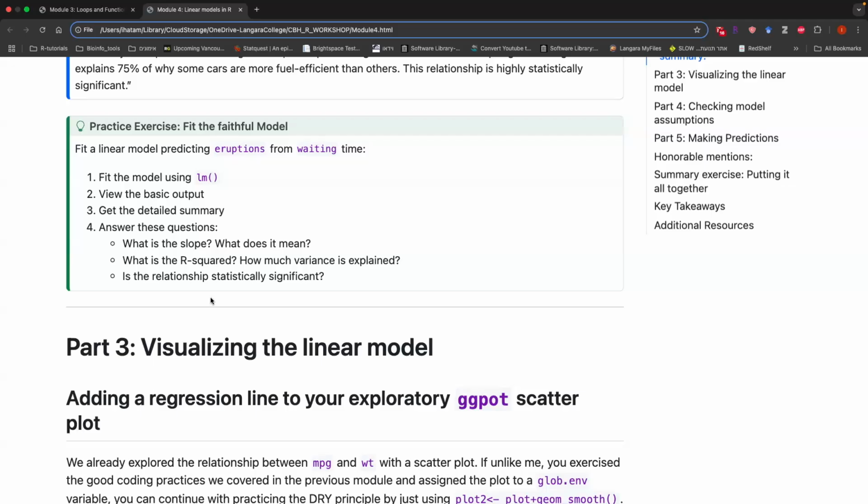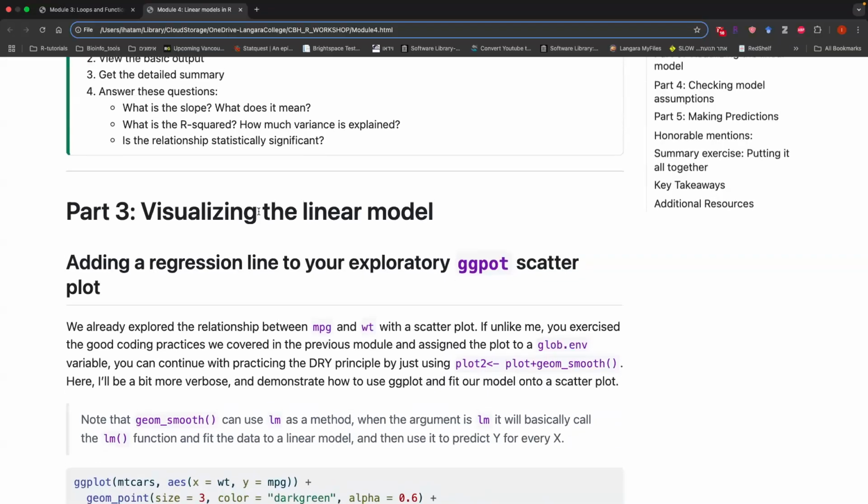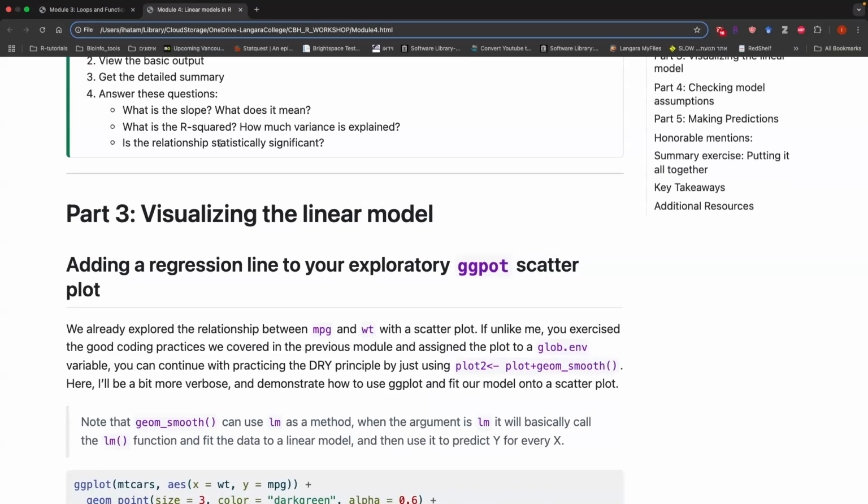All right, I see you guys are pretty much killing it. Are you all done? All right, so what was the slope that you got? 0.07. So what does it mean? For every increase in eruption time, we increase our waiting time by 0.07 units of time, ish, kind of.